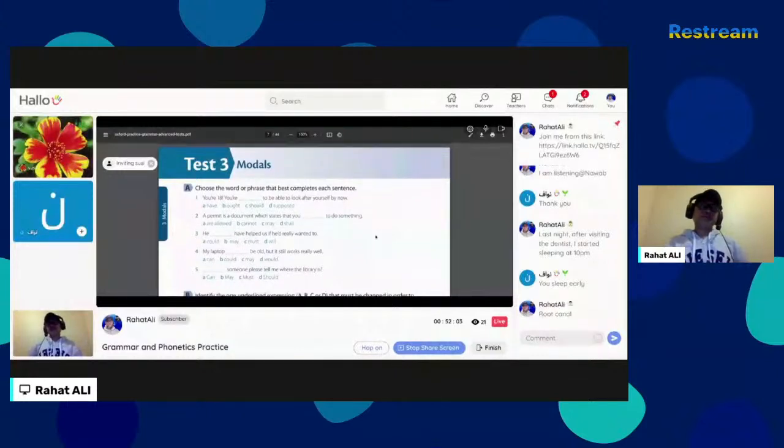Okay, so today we are going to have a little bit of a test on modal verbs. Remember modal verbs, Susie?